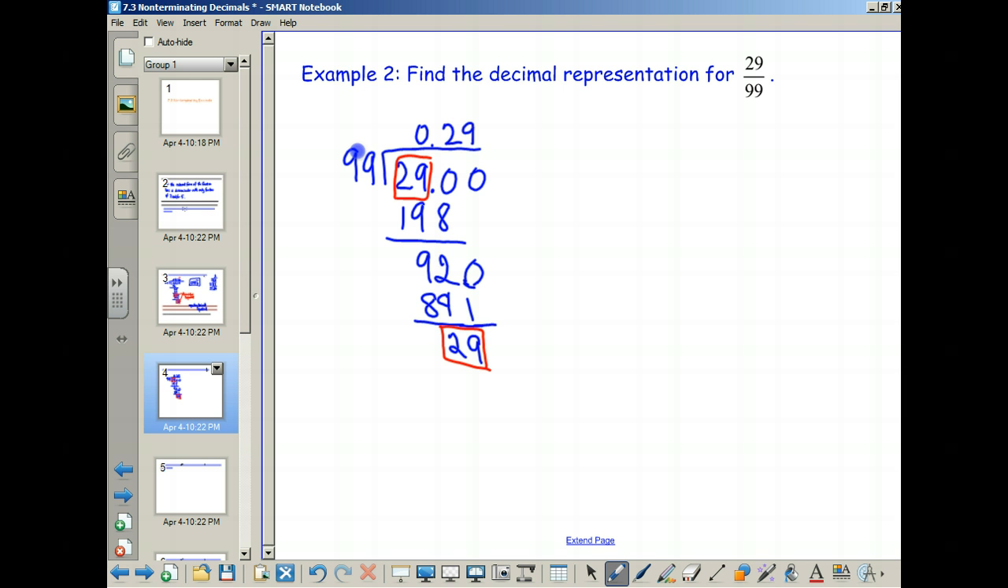So this isn't 29, right? The step before did not have a remainder of 29. It had a remainder of 92. So this actually came back to the very beginning. So everything from the beginning on was what was repeating, which is the 2 and the 9. So my repeating decimal is 0.29, with the 2 and the 9 repeating.